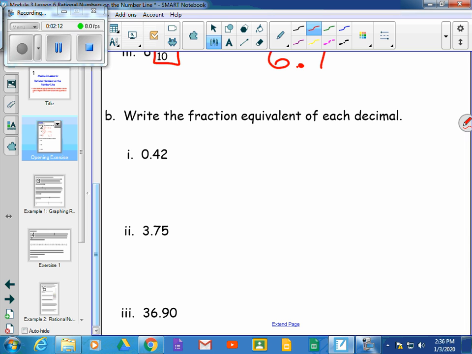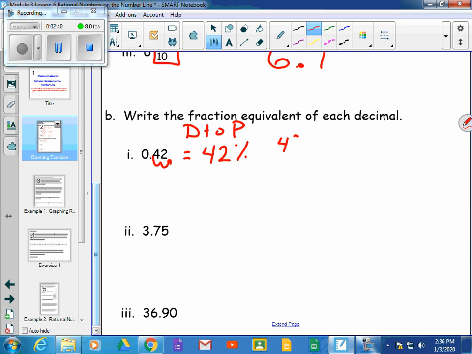Now if we go to section B, we have to write the fractional equivalent of each decimal. We're going to be writing these decimals as a fraction. If we think about this, we can first change these decimals to percents by using the old D to P method, by moving the decimal point 2 places to the right. So 0.42 equals 42%.